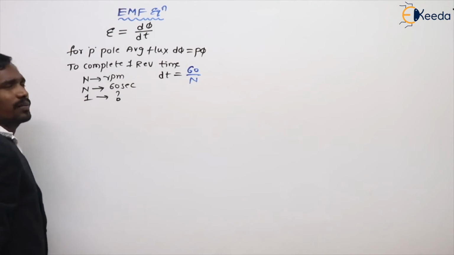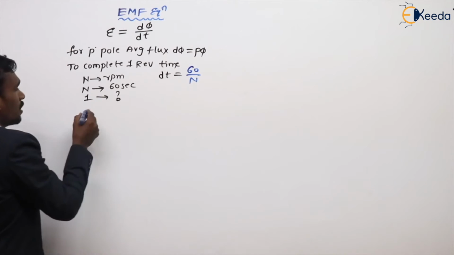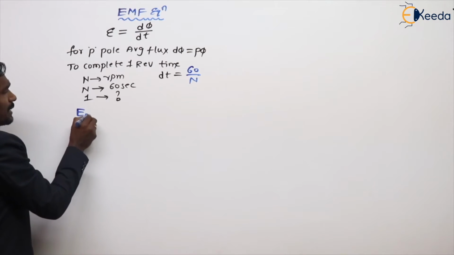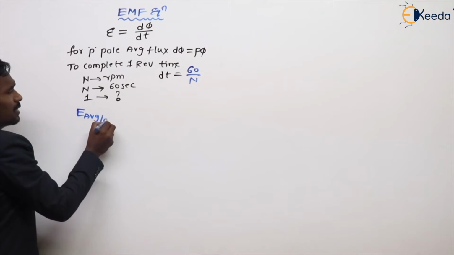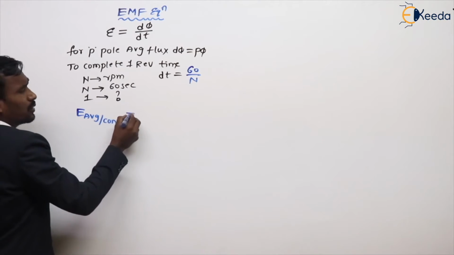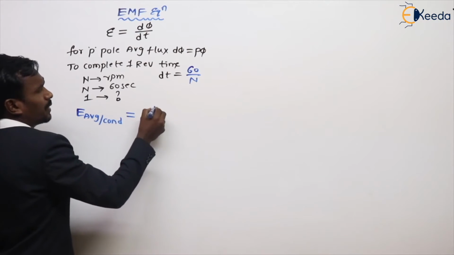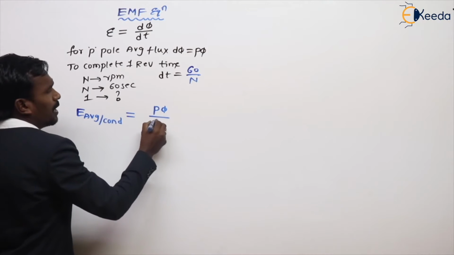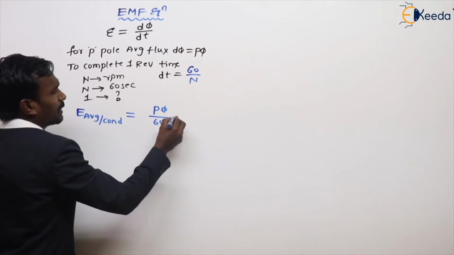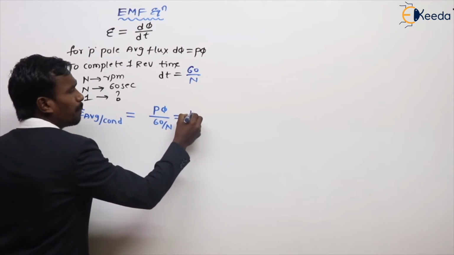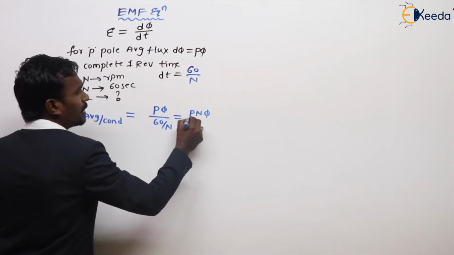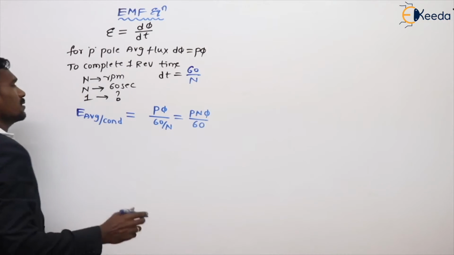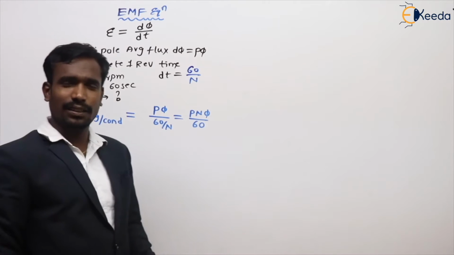This is generally. Now E average per conductor is equal to d phi by dt, nothing but P phi upon 60 by N, that is nothing but P N phi out of 60. This is generally E average per conductor.